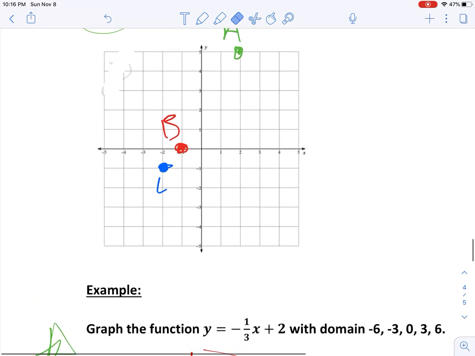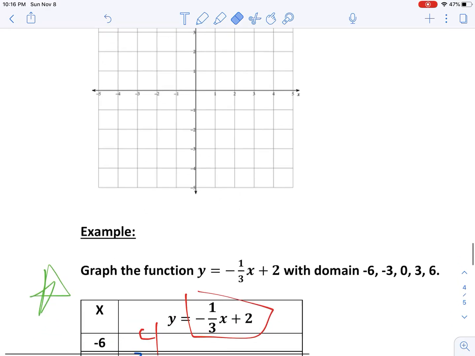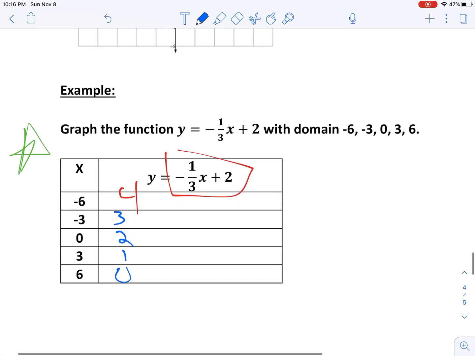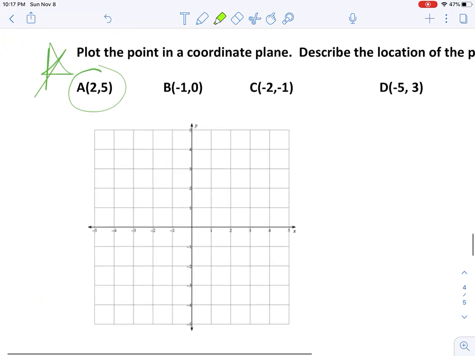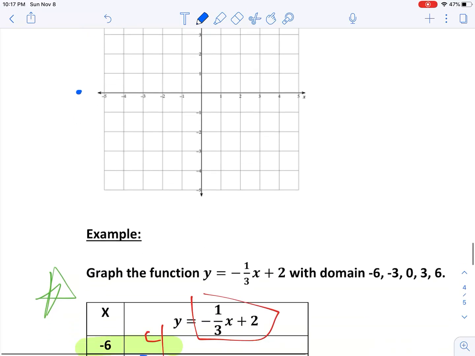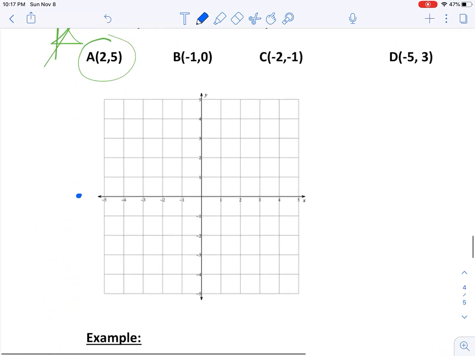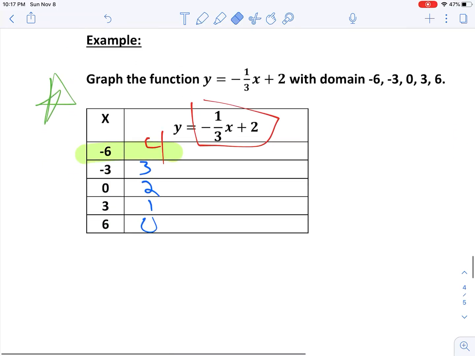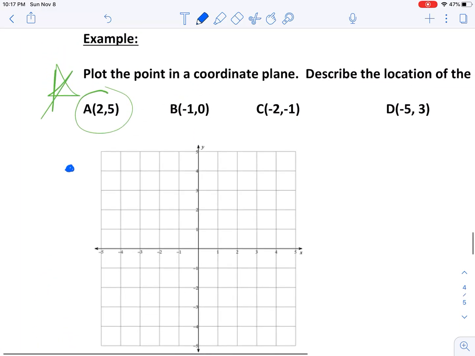Now, if I want to graph this, my first point, -6, 4. So I go to the left, -6. I don't have space there. And I would go up 4. So it'd be out here somewhere. -3, 3 would be my next one. So I'm going to go back 3 and up 3.